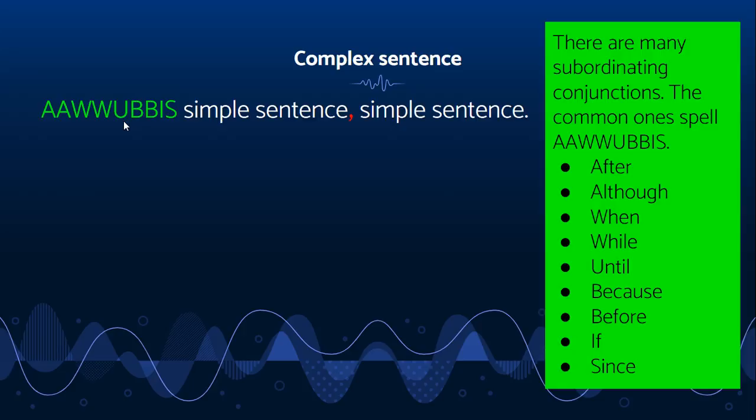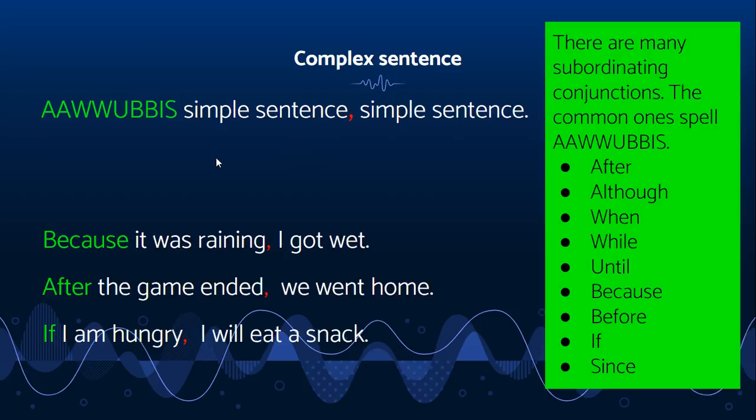So you start with an AWUBIS, you do your simple sentence, comma, and then your other simple sentence. So the pattern here is a little bit different. Now, I will tell you this simple sentence here is still called an independent clause because it's all by itself. This one, because it's attached to the AWUBIS, we call a dependent clause. So sometimes you'll see it called that. So let's look at some examples.